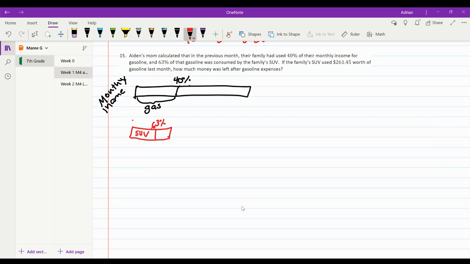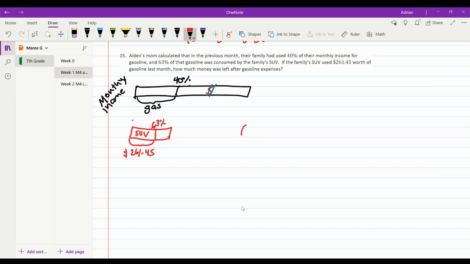Okay, so now I'm trying to figure out, the SUV was $261.45. How much money was left over after the gasoline expenses? So this is the money that we're trying to figure out for our answer. So we have to start with what is in red first. So we have to figure out the 100% of gas.